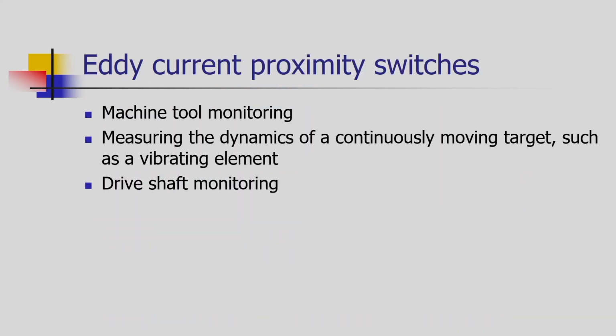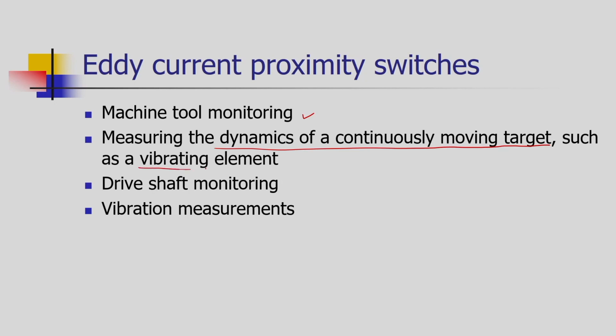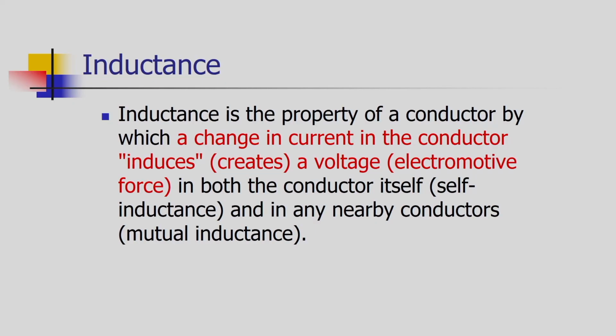What are the applications? Various applications of the eddy current proximity switches can be seen on your screen. These are used to monitor machine tool performance. The eddy current proximity switches are very useful to continuously monitor moving targets, and that is the vibrations.